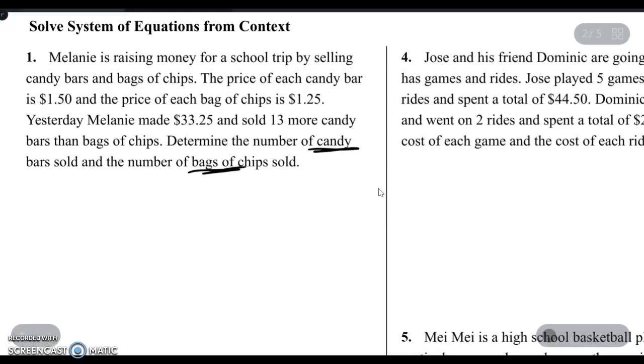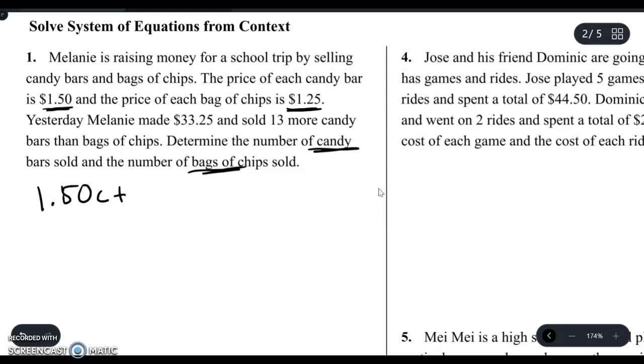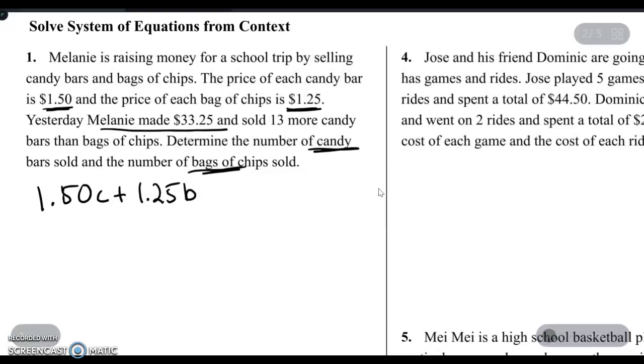For every candy bar it's $1.50, so 1.50 times every candy bar, and if we add that with 1.25 times every bag of chips, add that together, Melanie made, because she was selling them, $33.25. So that's part of it right there.